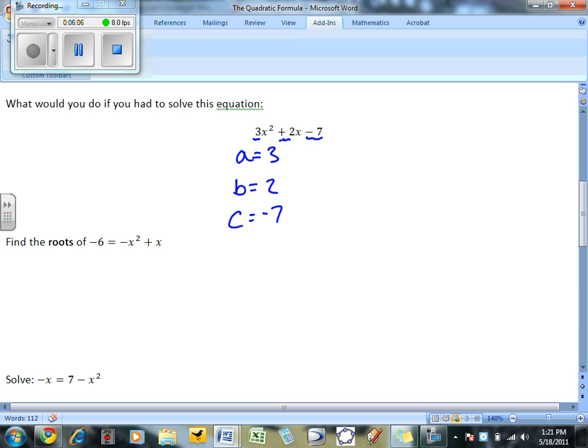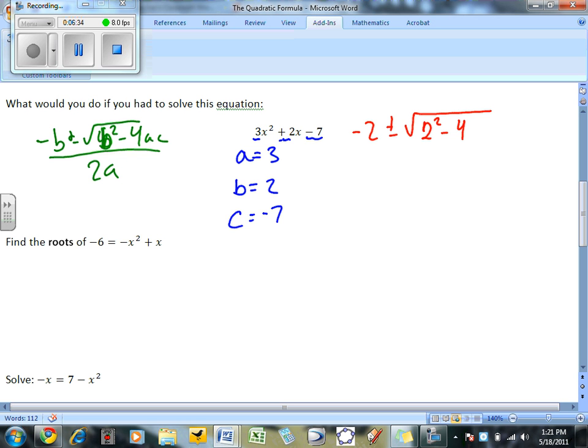A comes before the x squared, B comes before the x, and C is the one that doesn't have an x connected to it. So we know our formula is negative b plus or minus square root of b squared minus 4ac all over 2a. All right, so we know that, right? That's a b, by the way. All right, so we're going to say, okay, negative b. So opposite of b is negative 2 plus or minus the square root of b squared, which is 2 squared, minus 4a, which is 3, and c, which is negative 7, all over 2 times a.